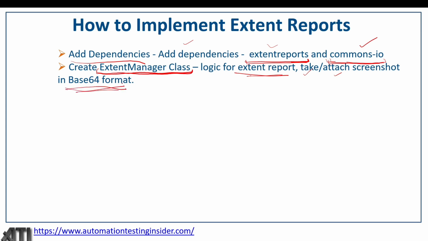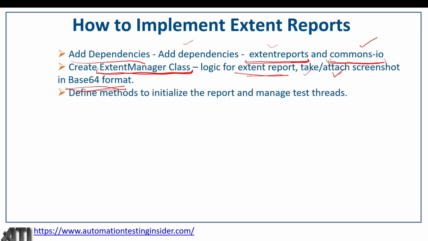Taking the screenshot will be the same, we just need to write some methods to attach the screenshot in base64 format. So we need to convert the simple screenshot into base64 format as well, and define methods to initialize the report and manage test threads. How we are going to configure multi-threading in this ExtentReport.